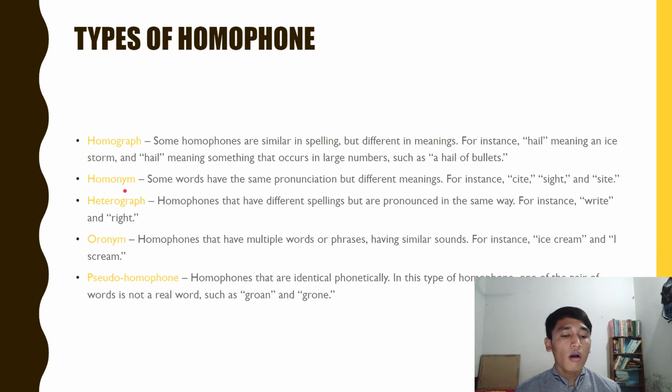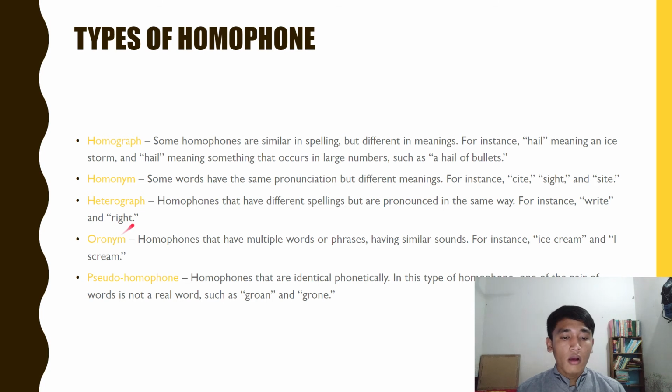The next is homonym. Homonym, these are words that have the same pronunciation but different meaning, like side, side, and side. The 3 words have a different meaning. The next is heterograph. Heterograph is homophone that has different spelling but is pronounced in the same way. For instance, right and write. Yeah, pronounced in the same way.